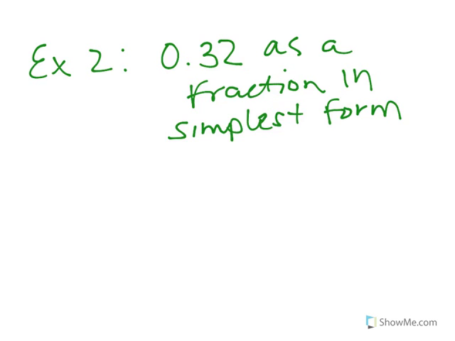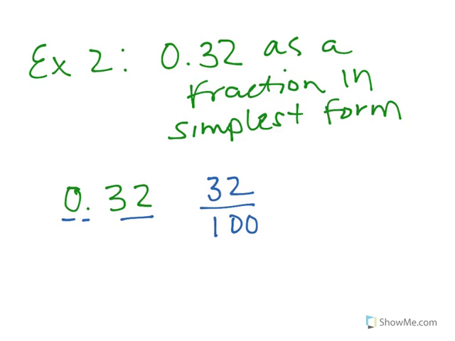Okay. So what I'm going to do first is change my decimal into a fraction. I'm going to do that by just reading my decimal. I'm going to read this as 0 and 32 hundredths. I'm going to read it, then I'm going to write it. So 32 hundredths. I'm going to read it, I'm going to write it, now I'm going to simplify it.